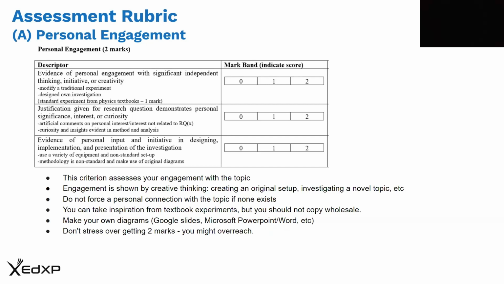Engagement is shown by creative thinking. This can mean creating an original setup, investigating a novel topic, or other ways of showing that you genuinely are connected to your topic. Do note that there should be a good justification for investigating a novel topic. You won't necessarily be bogged down for a frivolous investigation, but a more quote-unquote serious topic gives a better impression to your marker.